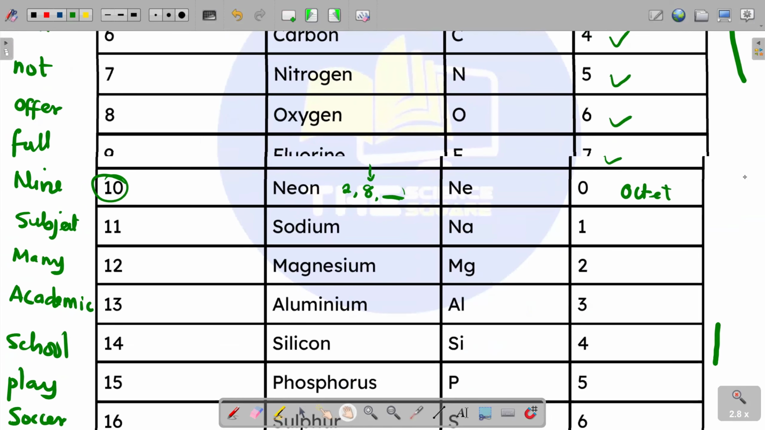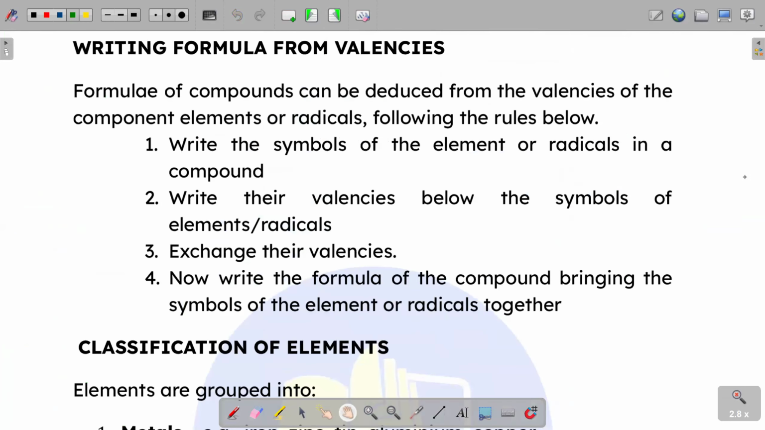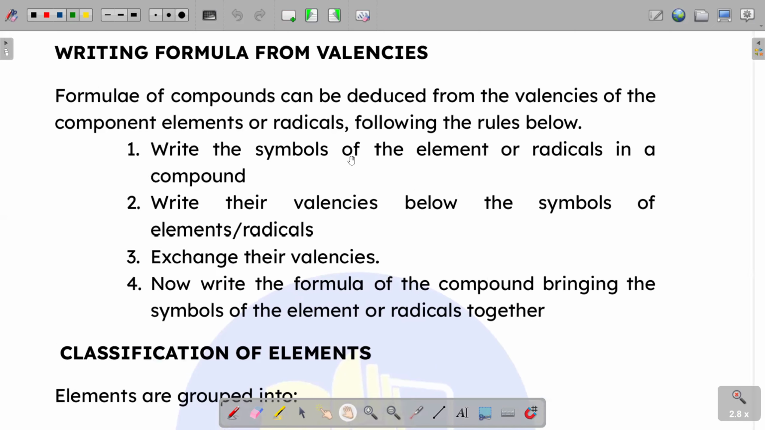Now, let's proceed. Now, let's look at how formulas are written. Formulas of compounds can be deduced from the valences of the component elements or radicals that form them, following these rules. First, if you want to write the chemical formula of a particular compound, we write the symbols of that compound.